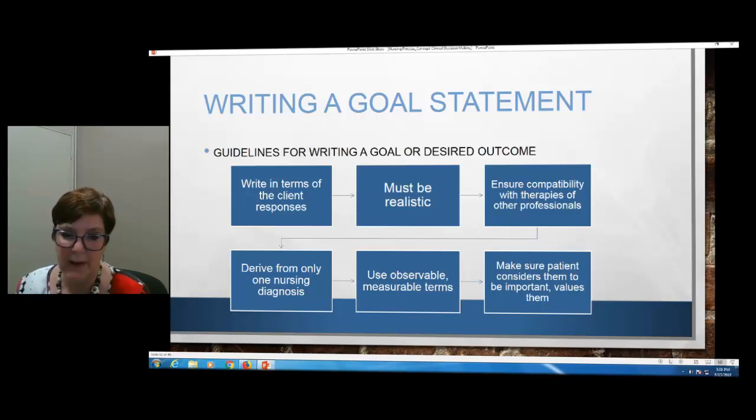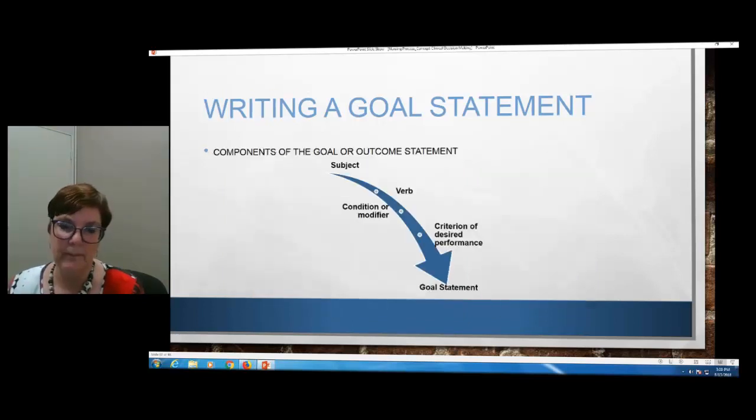We need to derive them from only one nursing diagnosis. So there is one goal statement for each nursing diagnosis or problem statement. Again, it's got to be observable and measurable, and we need to make sure that the patient considers it important to them. If it's not important to the patient, the patient is not going to be compliant with it. The patient is not going to work toward that goal. So we have to make sure that the patient is on the same program that we are.